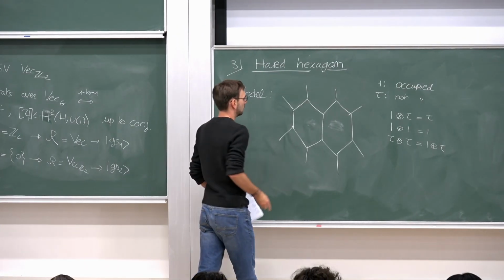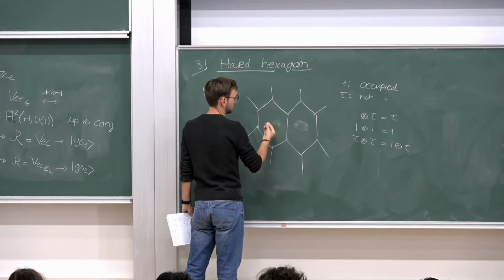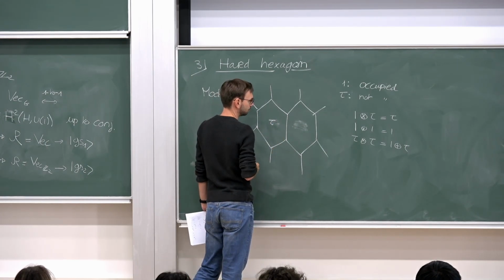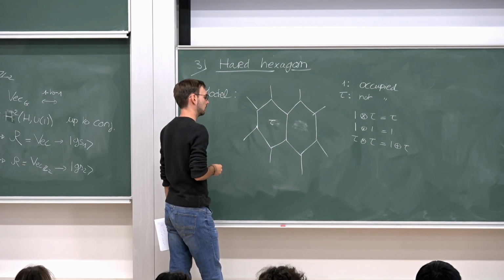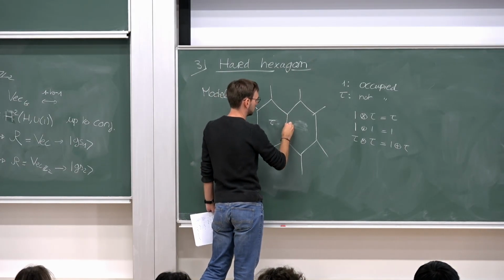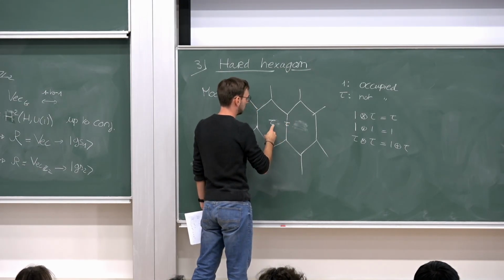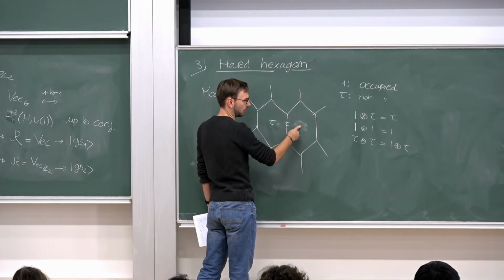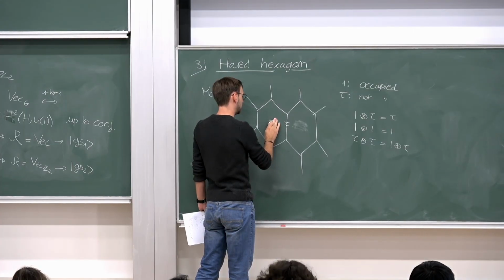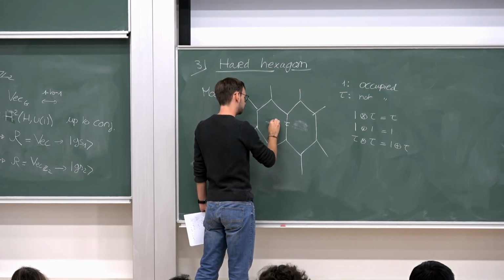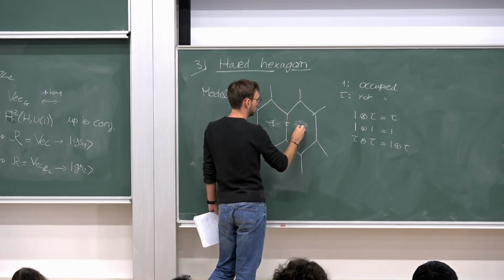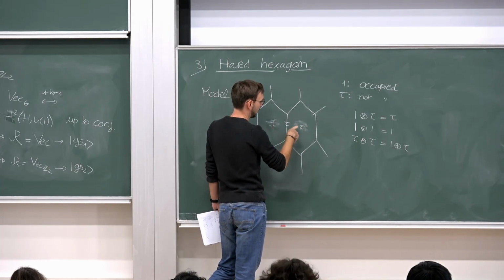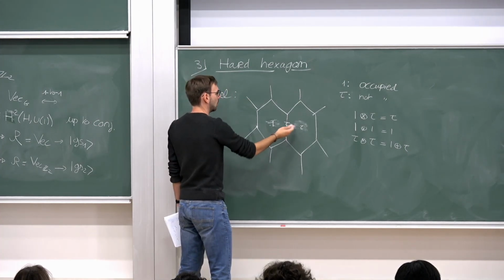For example, if this plaquette is not occupied, labeled by tau, then the next one is either occupied or not occupied if I put this edge to tau. So if this edge is labeled by tau, then tau times tau can be either 1 or tau. So if this is not occupied, this can be either occupied or not occupied. But if this is labeled by 1, then the next one has to be equal to tau, because 1 times tau is equal to tau. So if this is occupied, then the next one cannot be occupied. The next one cannot be 1.